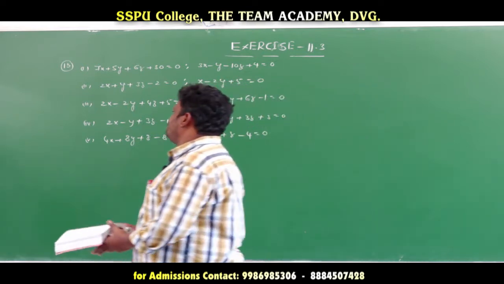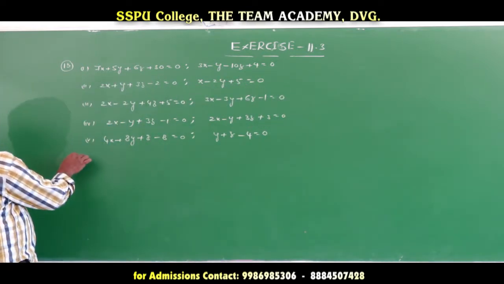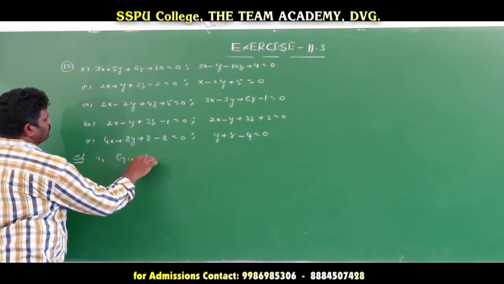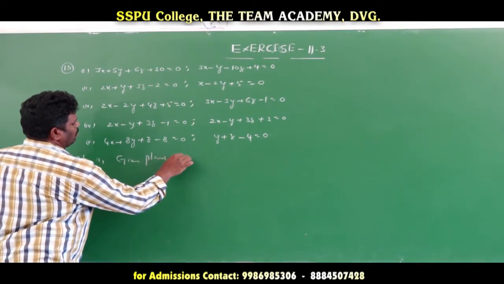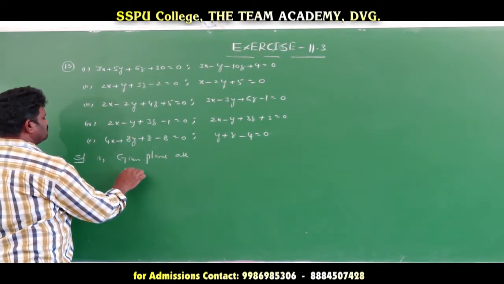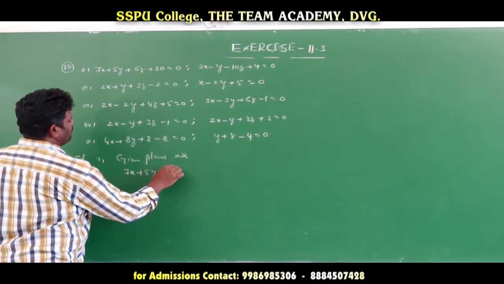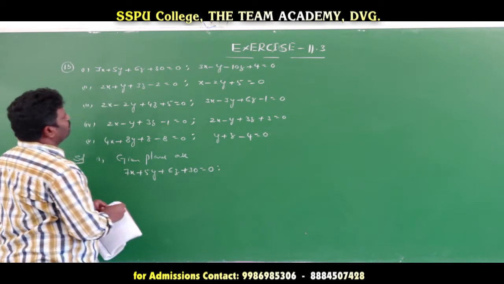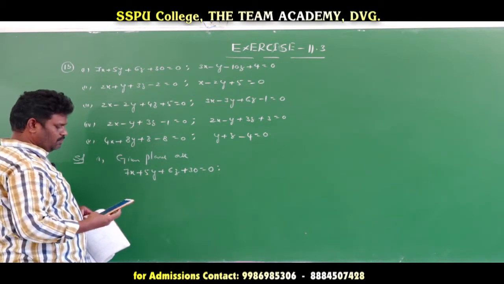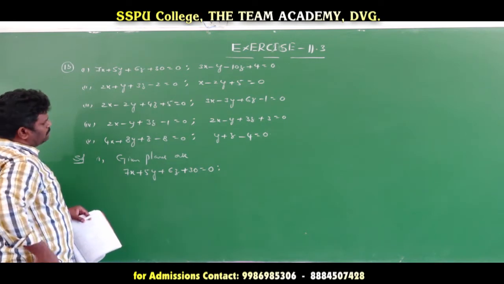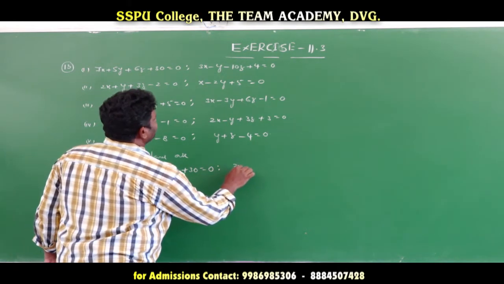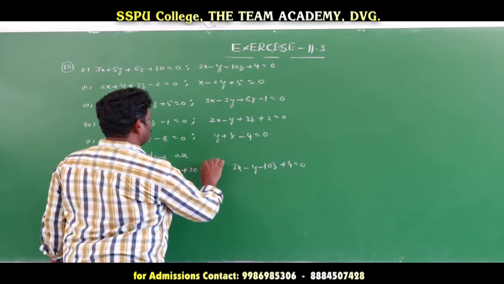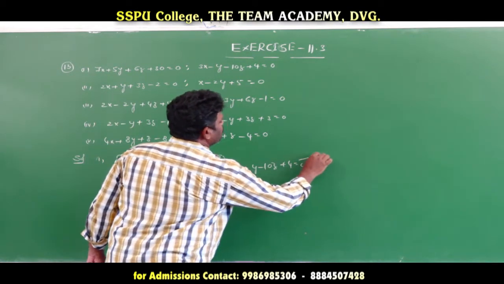Now we verify the conditions one by one. First, the given planes are 7x plus 5y plus 6z plus 30 is equal to 0, and the other is 3x minus y minus 10z plus 4 is equal to 0. This is equation 1 and this one is equation 2.